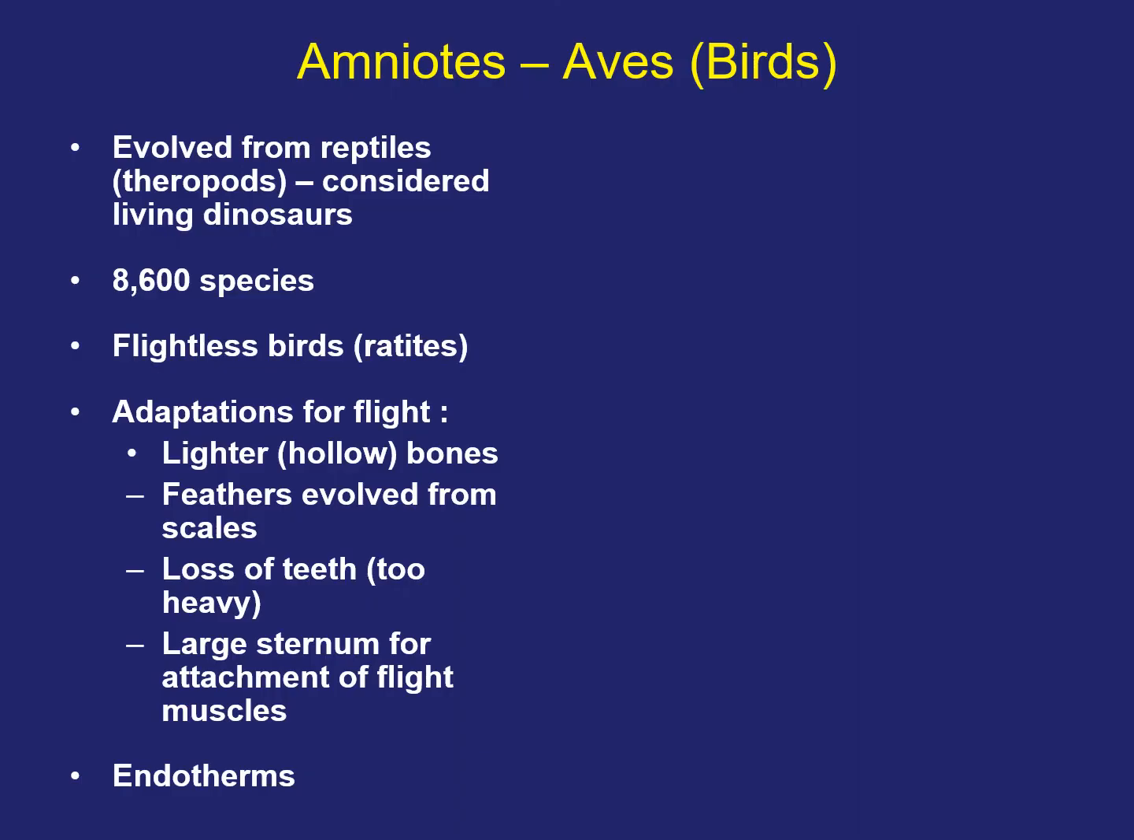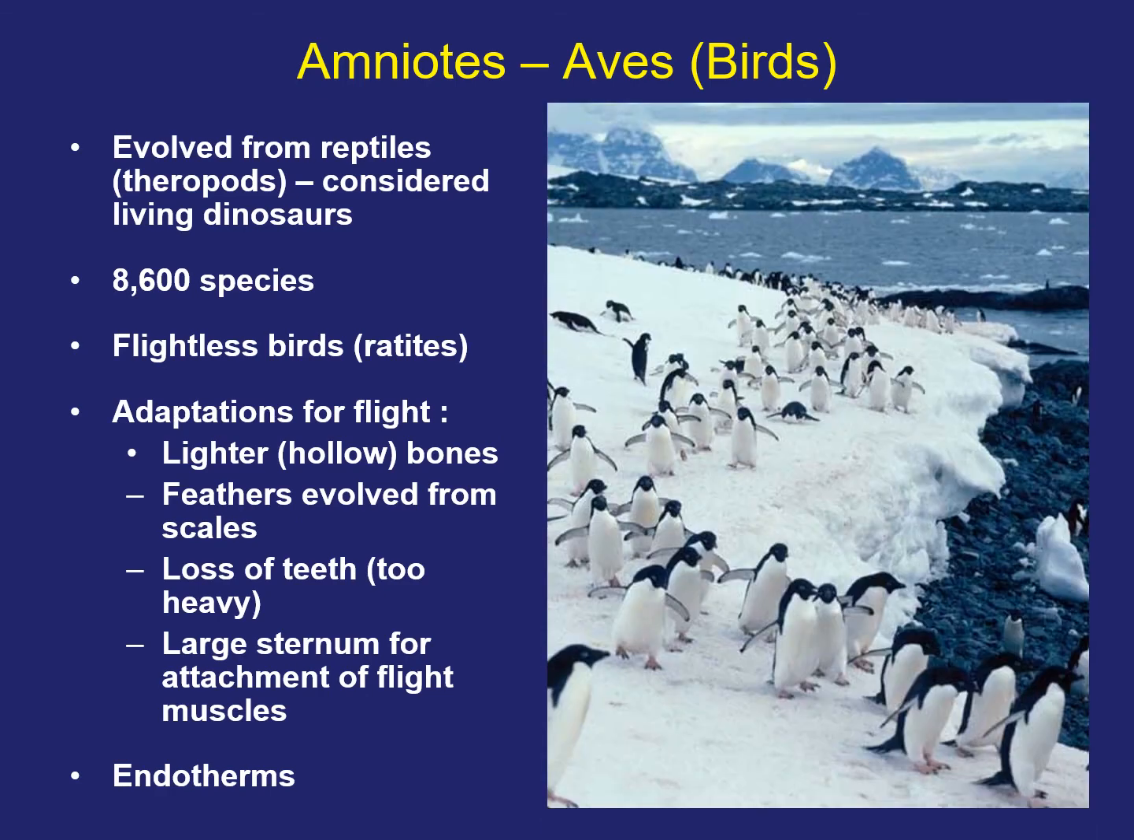The last group that we'll look at are the aves, the birds. Now, again, birds should really be considered as reptiles. They should really be considered as living dinosaurs. They're very, very closely related. The velociraptors from Jurassic Park. These were warm-blooded dinosaurs that came from the group that gave rise to birds.